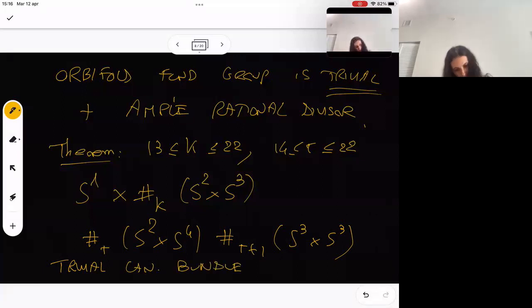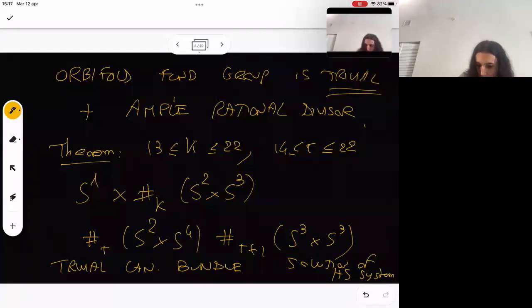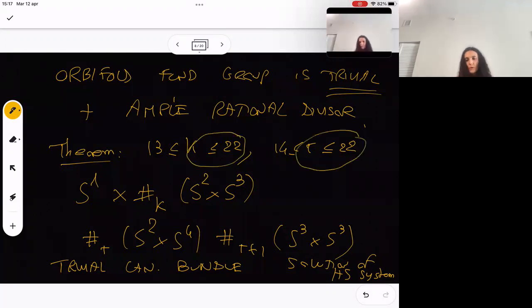And they have a balanced metric and the solution of the Hull-Strominger system. Okay, for the extreme case, K equal to 22, R equal to 22, these are just the Fu-Yau essentially solution. We construct that, as I say, by partial resolution, so by blow up. The blow up is essential to construct the rational divisor.